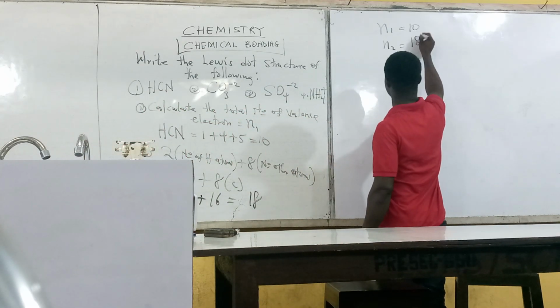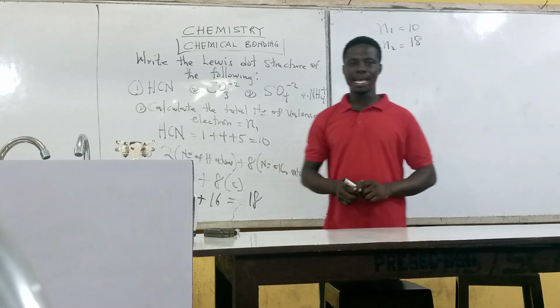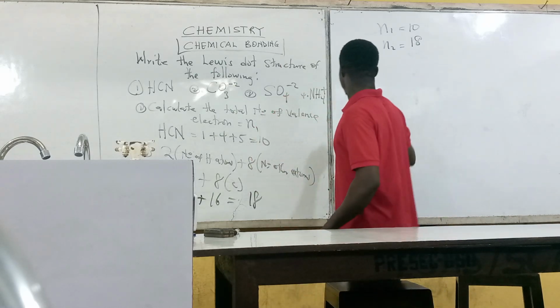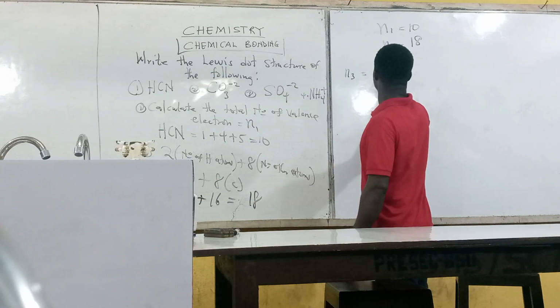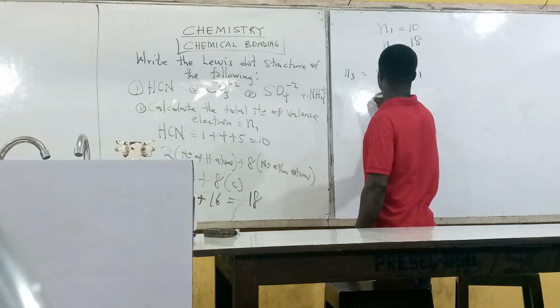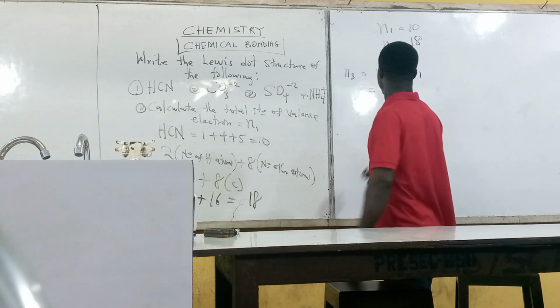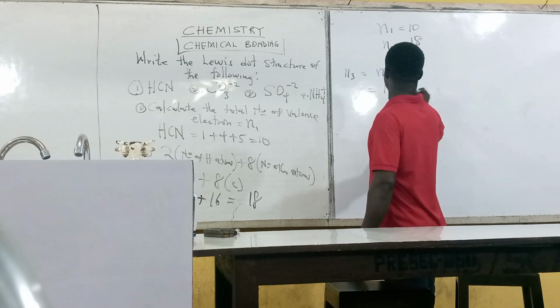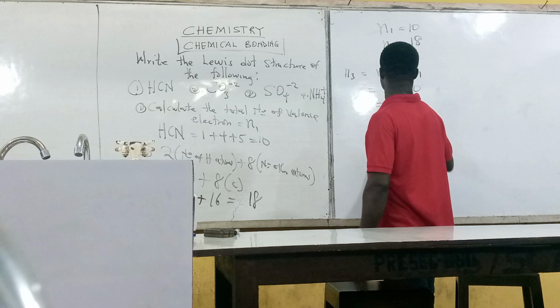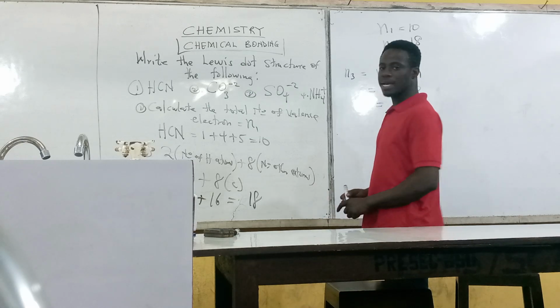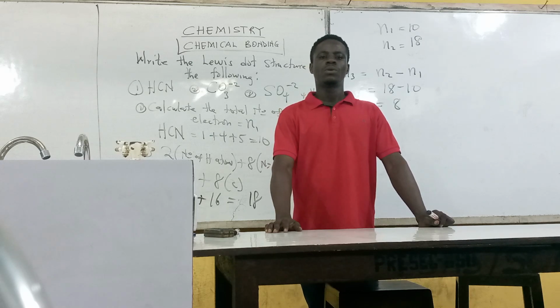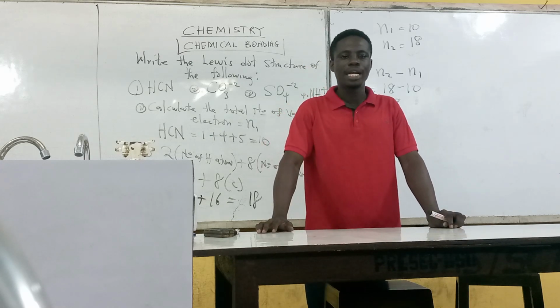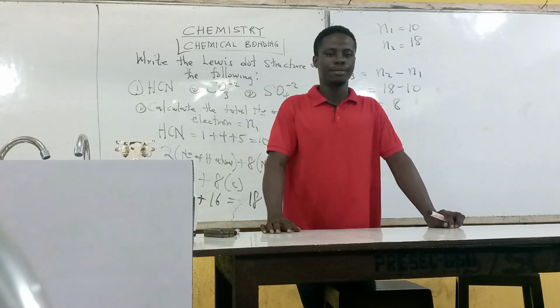N2 is 18. Now, in getting the N3, all that you need to do is N3 is equal to N2 minus N1. And that is giving me 18 minus 10, and this is giving me 8. So that is my N3. Now, what is the essence of getting the N3? The essence of getting the N3 is to know the number of bonds in that molecule.